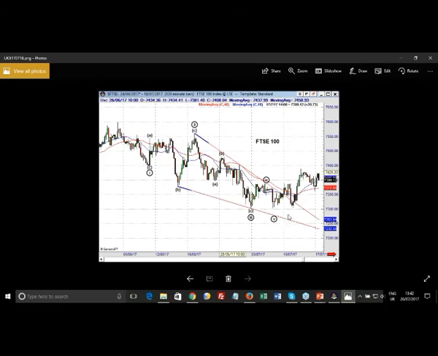Now we get the bounce in the FTSE, and I predicted a rally to 7,500, and I can see we got there just now. When I look at the screen, the FTSE has just hit 7,500.